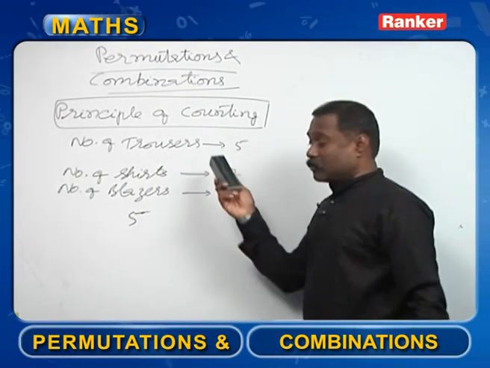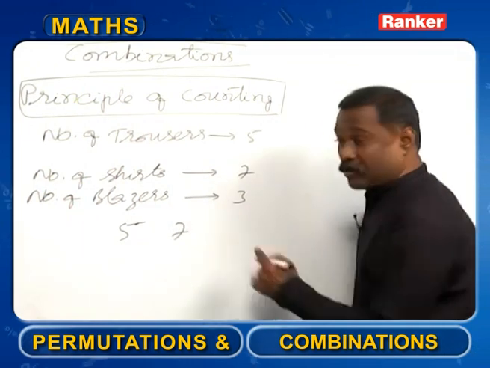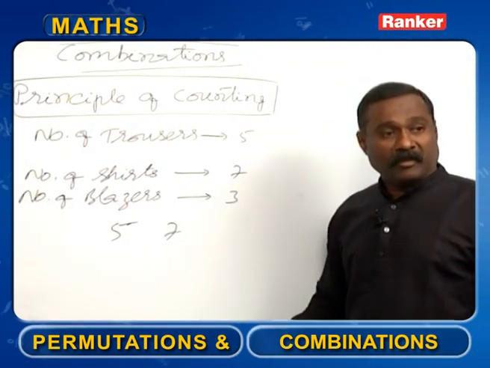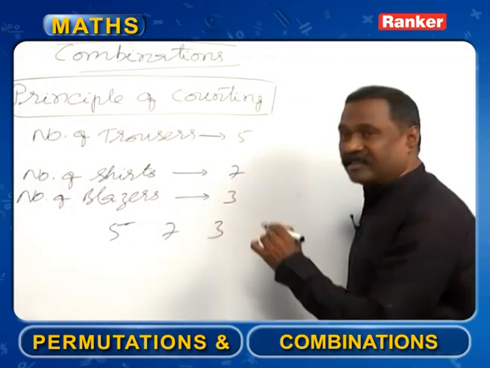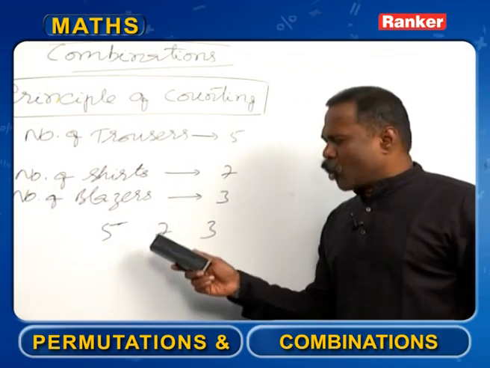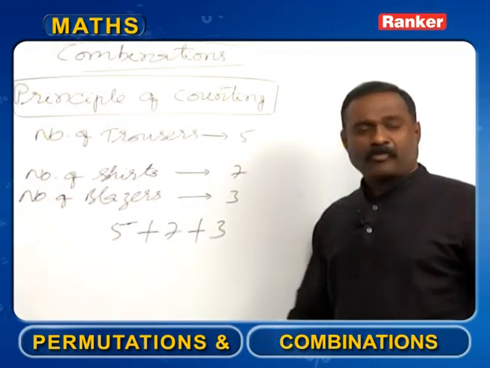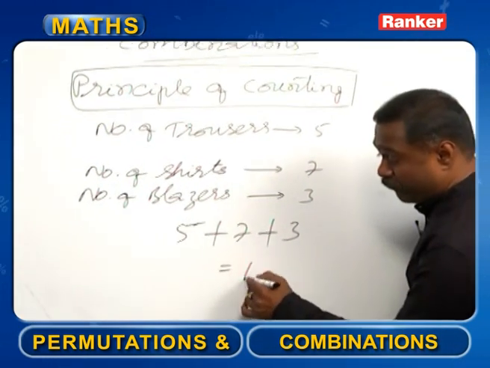Either this or this, that is, a shirt can be chosen in 7 different ways, and a blazer can be worn in how many different ways? 3 different ways. So either this or that or this can be done in 5 plus 7 plus 3 different ways, which is nothing but 15.